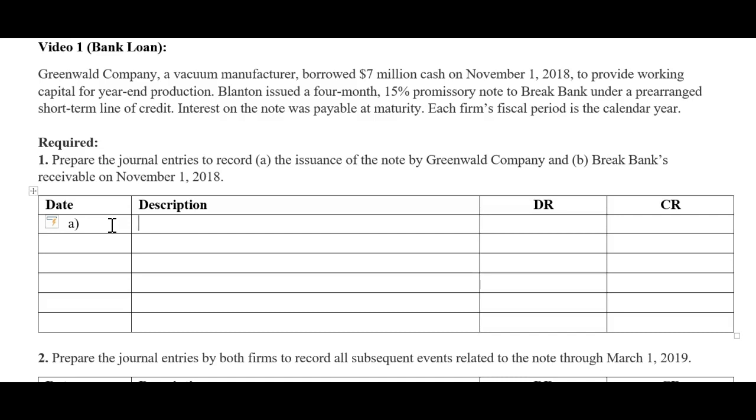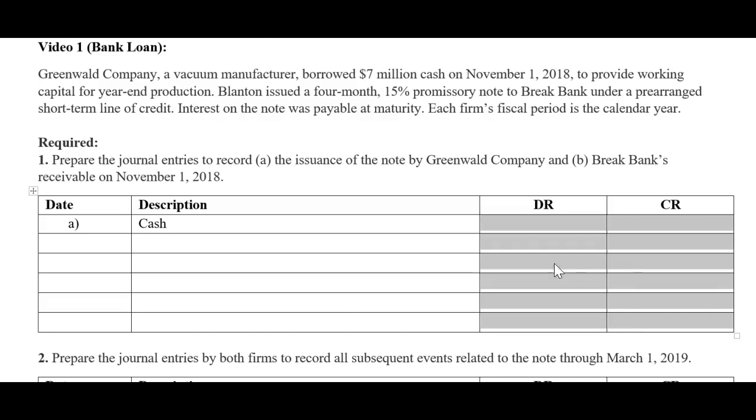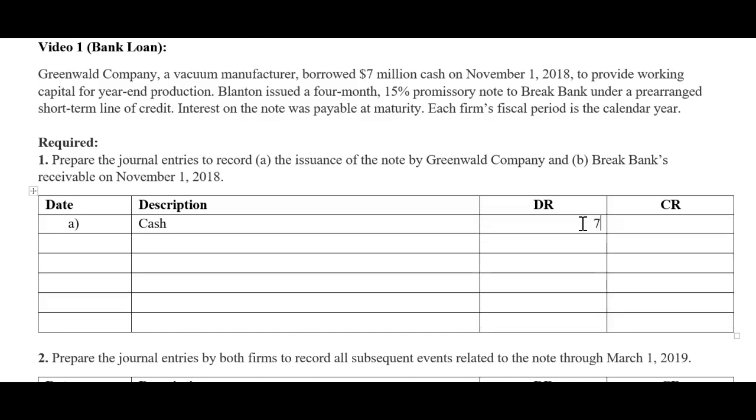All right. So first and foremost, when we borrow those funds, we're going to get cash. So Greenwald's going to receive cash of $7 million. So we're going to put $7 million. Then we're going to do notes payable because it's a borrowed fund, so we have to put in there the amount that they're actually borrowing.